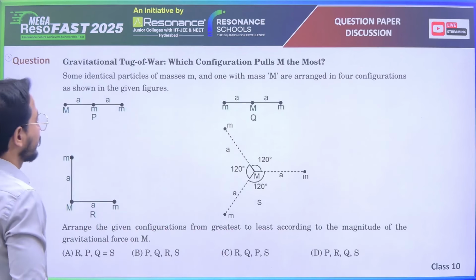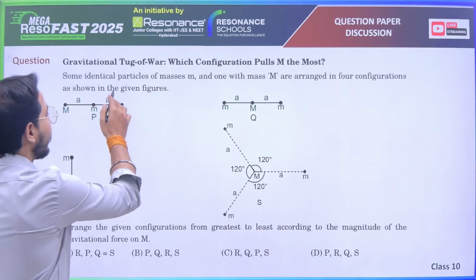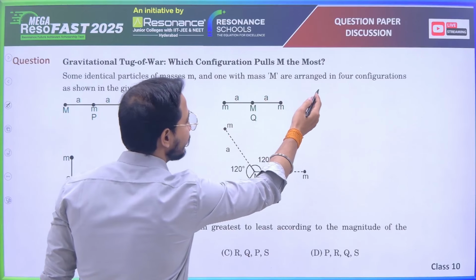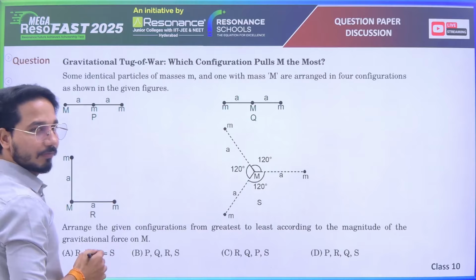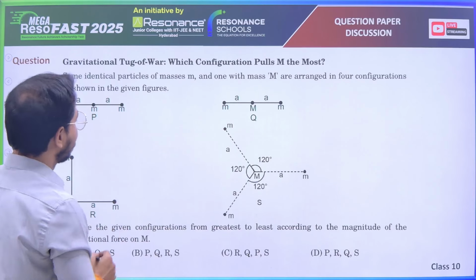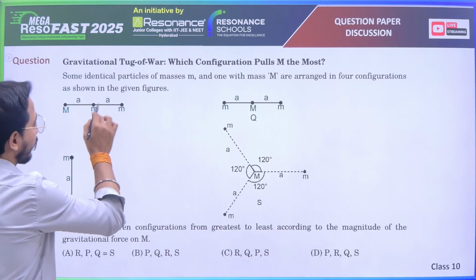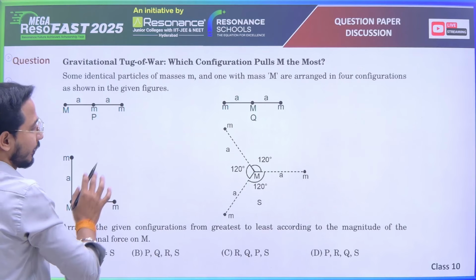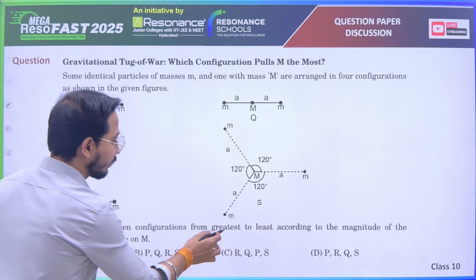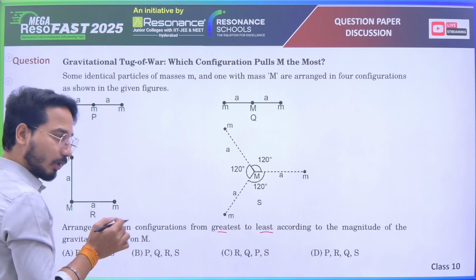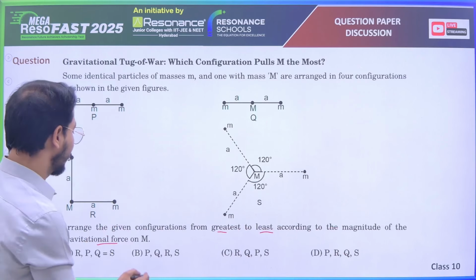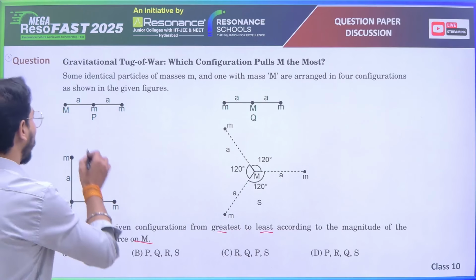So let's see the next question. Fine. Some identical particles of mass m and one with mass capital M are arranged in 4 configurations as shown in the given figures. So there are 4 figures P, Q, R and S. In this we have to check, there are small m and capital M masses kept over here in some arrangements. So the question is asking us to arrange the given configurations from greatest to least according to the magnitude of the gravitational force on capital M.